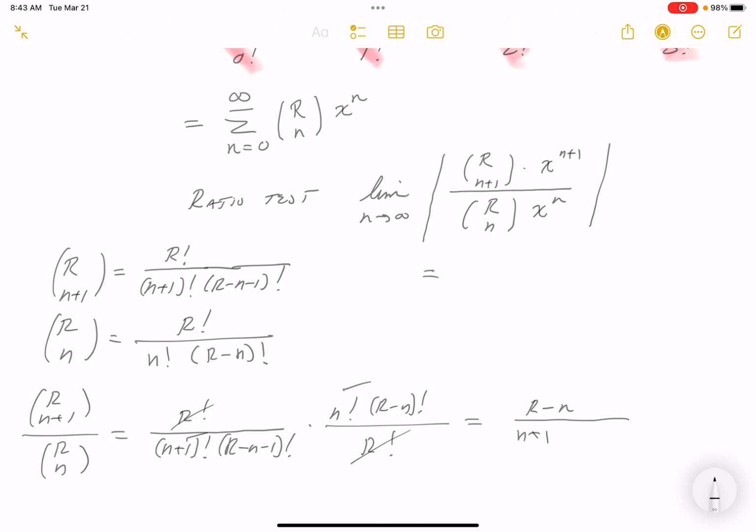So it's going to be limit n goes to infinity, absolute value r minus n over n plus 1 times, well, I got this ratio over here, and it's just going to be x now. Now what happens in a limit? The limit depends on n. If I look at that, it's a fairly easy limit to do. It's just going to be the absolute value of x. And the absolute value of x has to be less than 1. That means x is between minus 1 and 1. All right? So if you want to test the endpoints, I guess you could do that too.